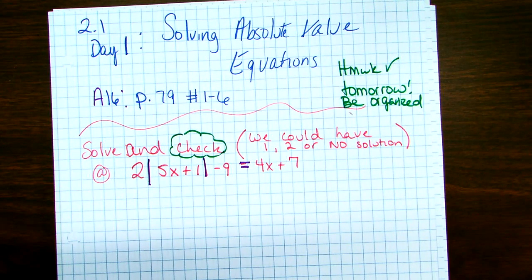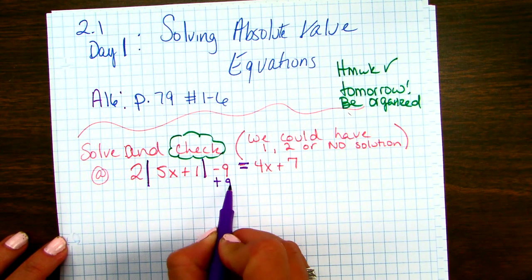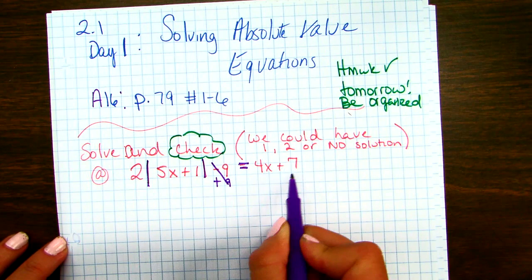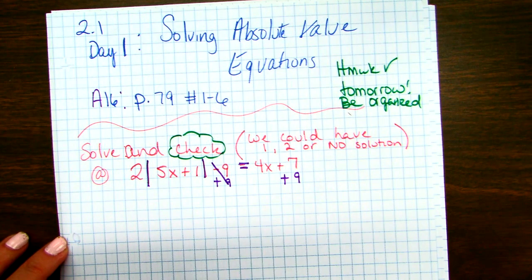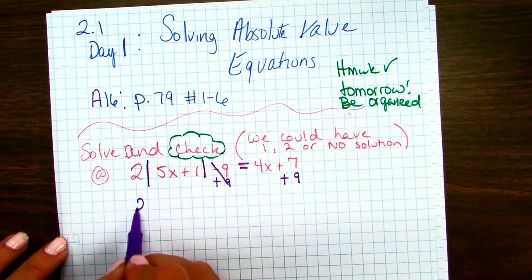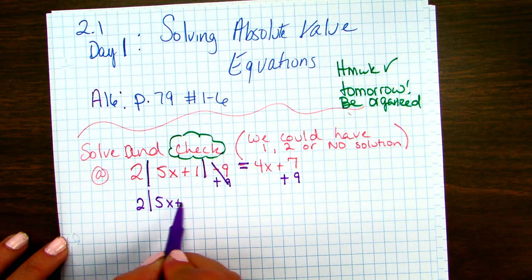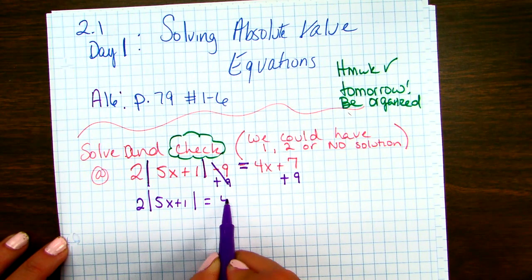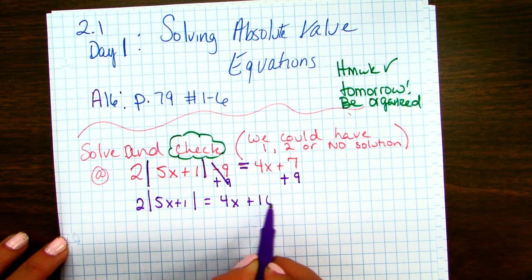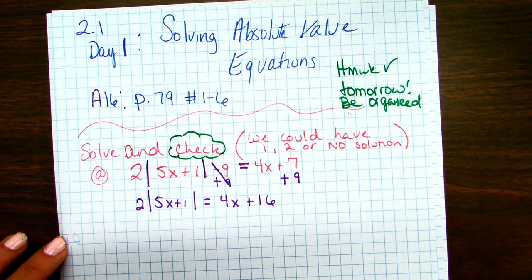So I would add 9 to the other side. So I add 9 to get rid of it here, right? That's 0. And then I can add the 9 to the 7, okay? And I get 4x plus 16, right?